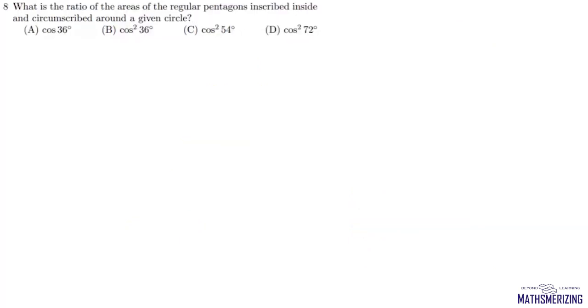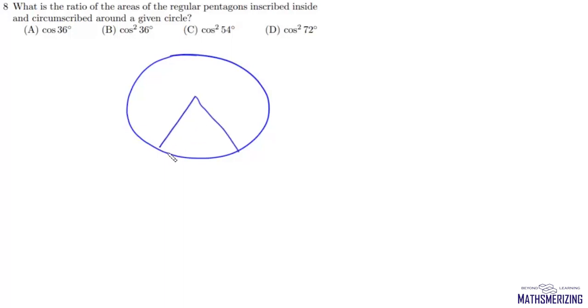Now here the question is, what is the ratio of the areas of a regular pentagon inscribed inside and circumscribed around a given circle? So if we have a given circle and a regular pentagon inscribed inside it, then this angle is 72 degrees. This is radius r, this is radius r. In that case, the area of the pentagon inscribed inside this circle will be 5 into 1/2 r square sine theta, and it is sine 72 degrees.